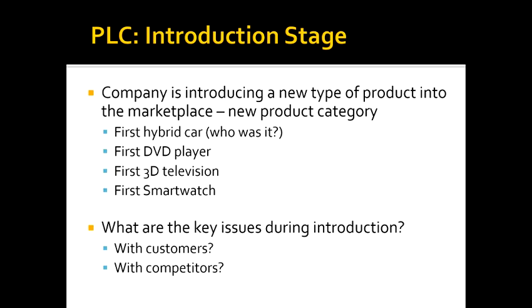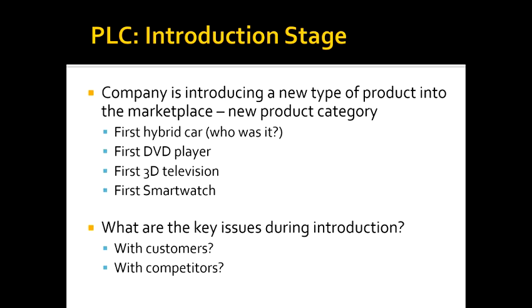So the first one is the introduction stage. And that means that somebody's come up and invented or introduced the first type of a new type of product, right? The first DVD player, the first 3D television, the first smartwatch, the first tablet, the first MP3 player, right? So in the introduction stage, there could be a couple of competitors that have come out with a new type of product. So from a company standpoint, what are the key issues that occur during introduction?